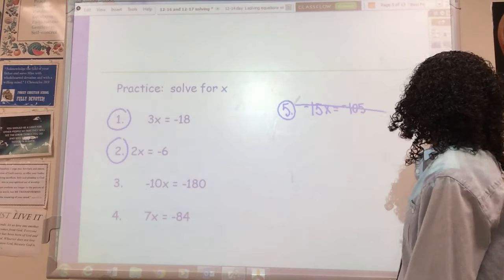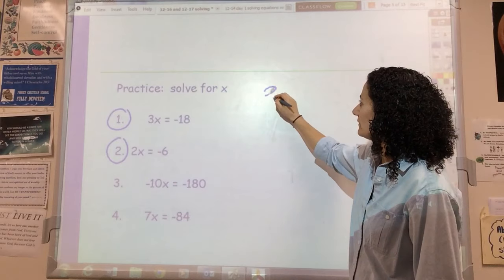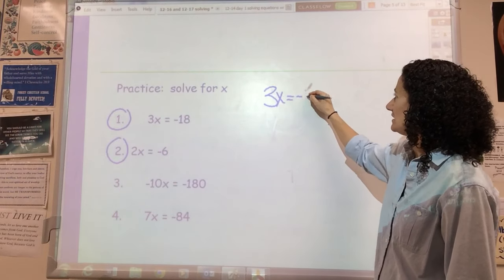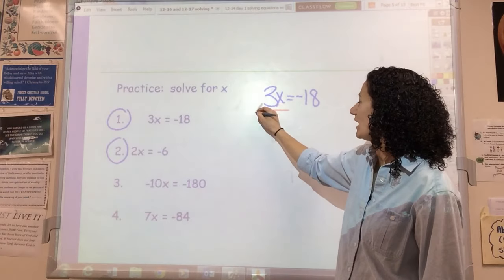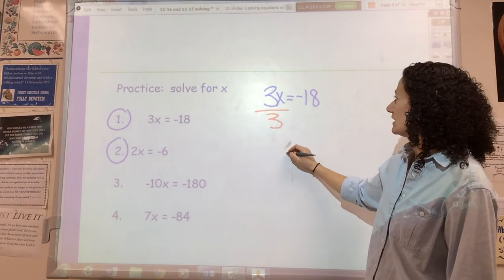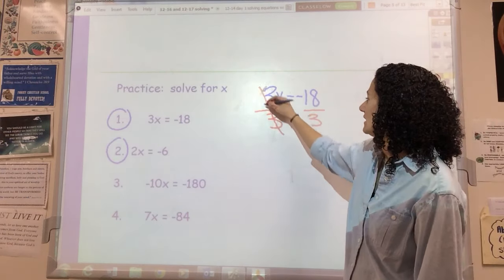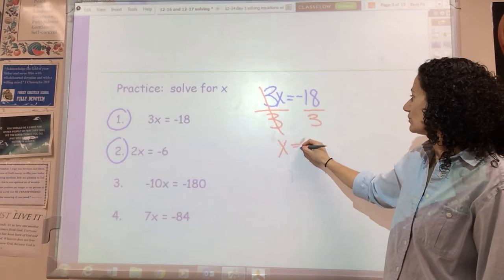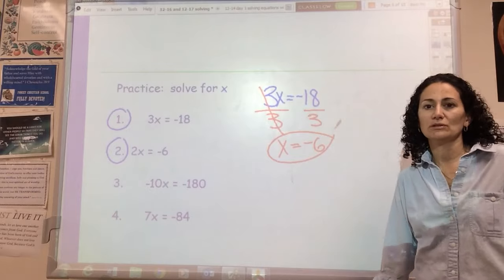Okay, let's take a look now at your solutions to number 1 and 2. So number 1, we have 3x equals negative 18. In this example, hopefully you remember to divide both sides by the number with the variable. So that's the 3. I divide this side by 3 also, I find that x equals negative 6. You can circle your solution.